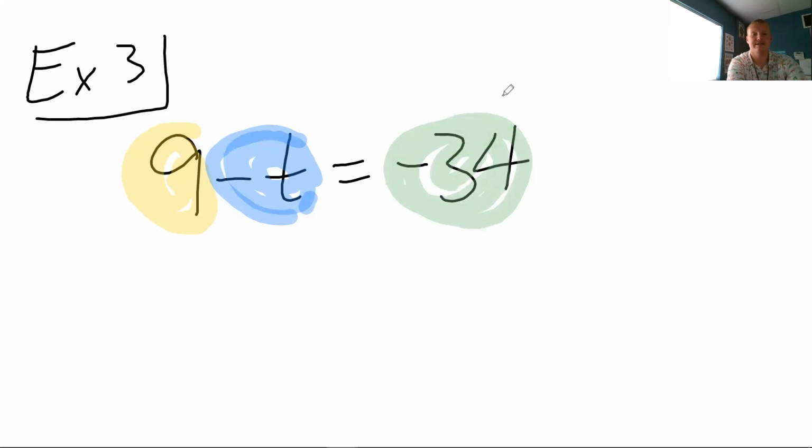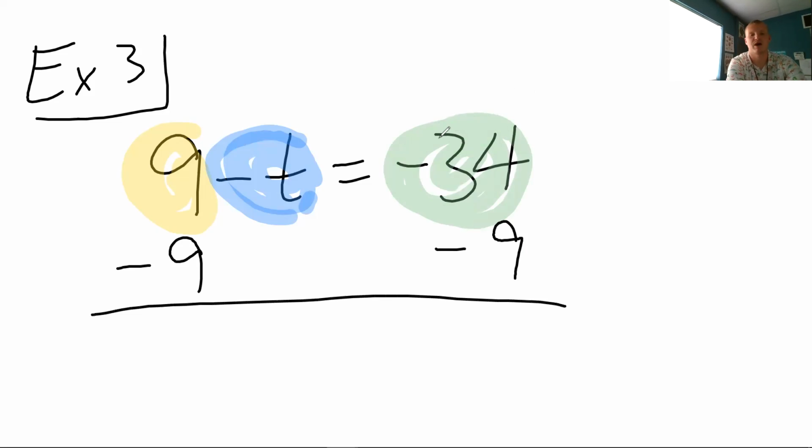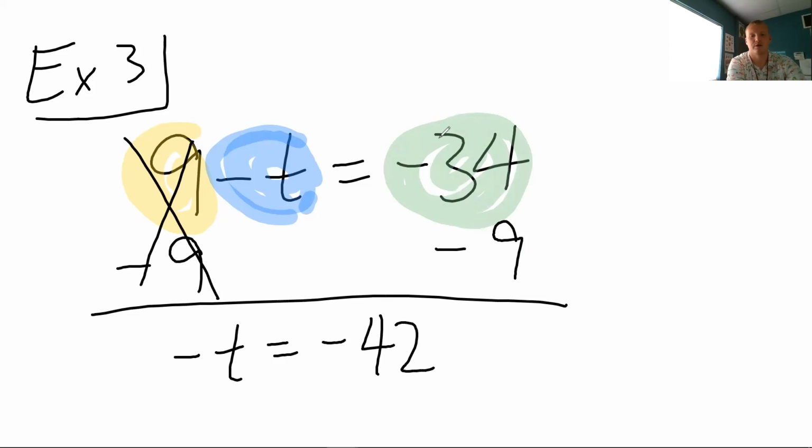So I need to get t all by itself. So I'm just going to go through the exact same process. Subtract 9 from both sides because 9 is positive on the left side. So now my 9s are gone, and I'm left with negative t equals negative 34 minus 9. So I have negative 43.